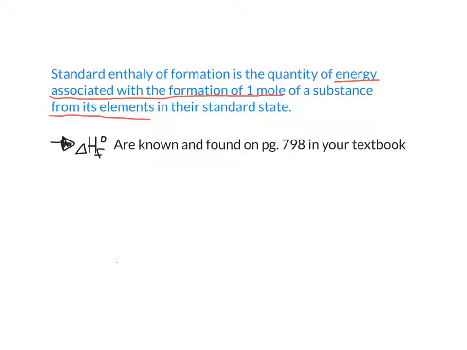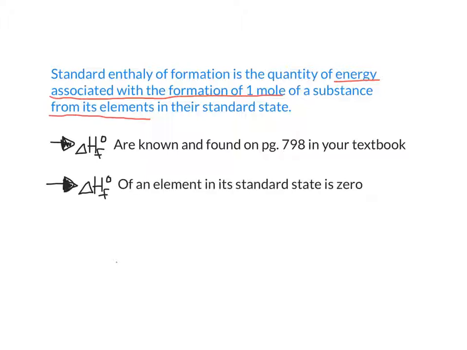So a couple of things to note here. The first one is that the standard enthalpies of formation are known values, which means we know them. If you look on page 798 in your textbook, you will see a very large chart showing the standard enthalpy of formation for many different substances. The second thing to note is that the standard enthalpy of formation of any element in its standard state is 0. So if you have an element that you're working with, you can automatically make it a 0.